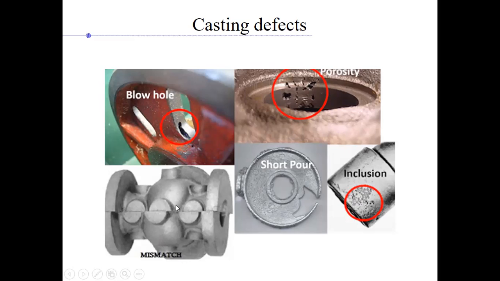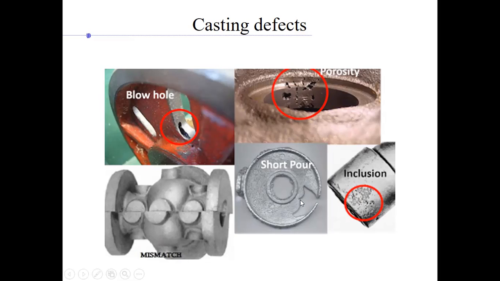And then mismatch, where the cope and drag are not properly matched, as we have said, right? Aligning pins are used to align the cope and drag part of the casting. So if that is not there, then you will have this mismatch. That's not a desirable casting.